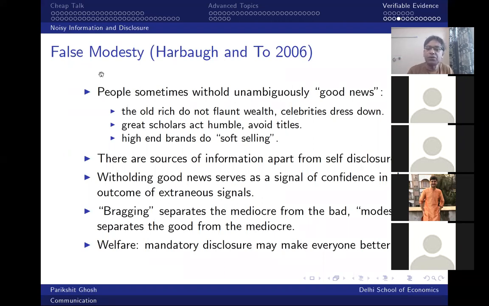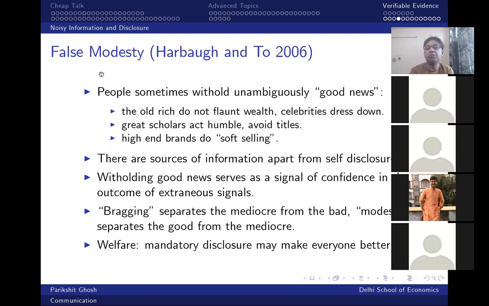So these are observations that we have, and I think most of us would identify with these examples. They probably ring a bell. So the question is why? Now, one answer is, these people are modest.